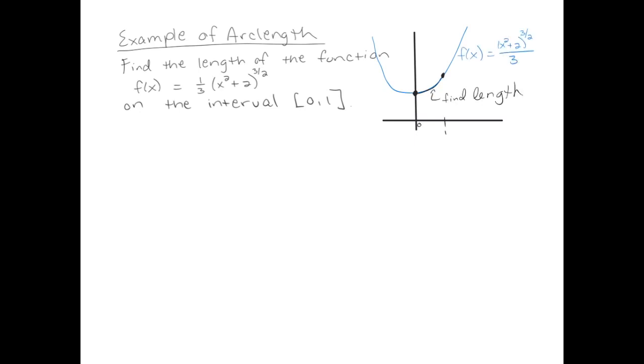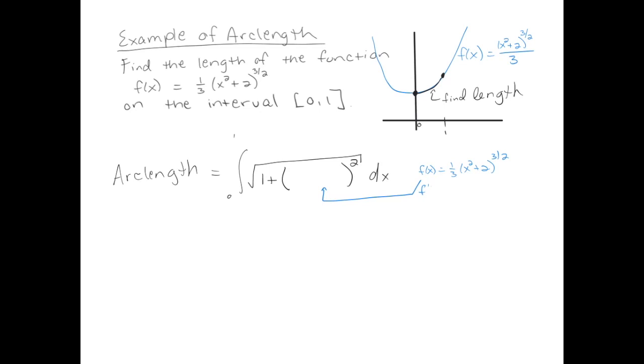Now the beginning of this problem is really straightforward. You just apply the formula that we had on the previous page. So the arc length is the integral from 0 to 1 of the square root of 1 plus f prime squared with respect to x. Okay, so we got to figure out what f prime is in order to go in this slot here.